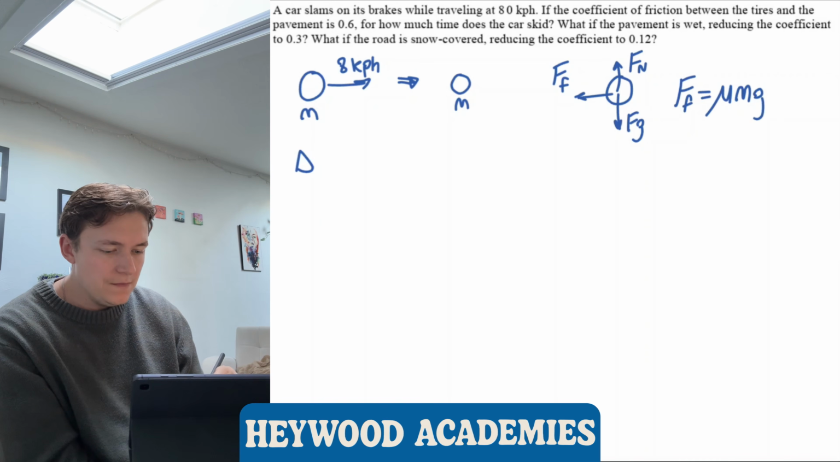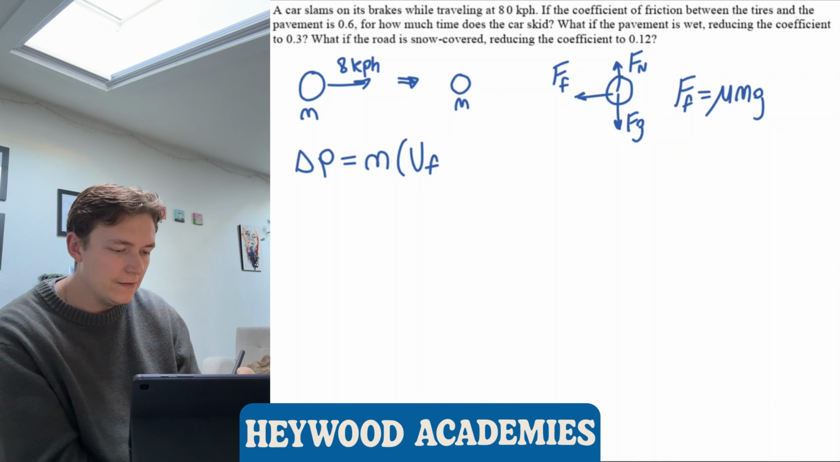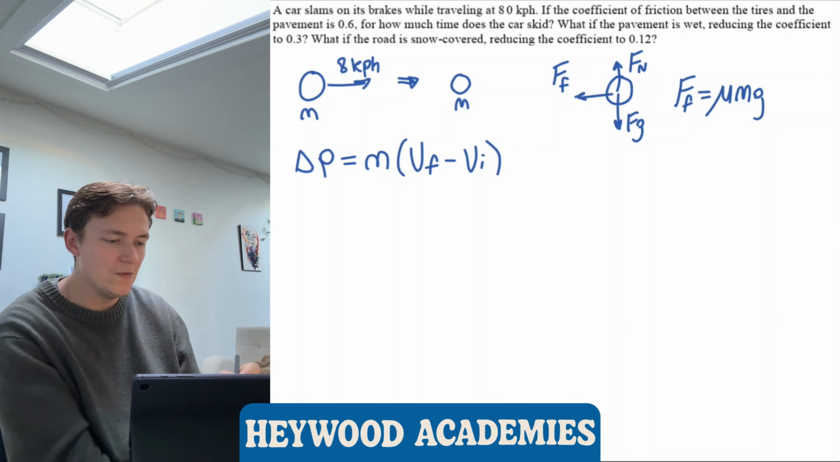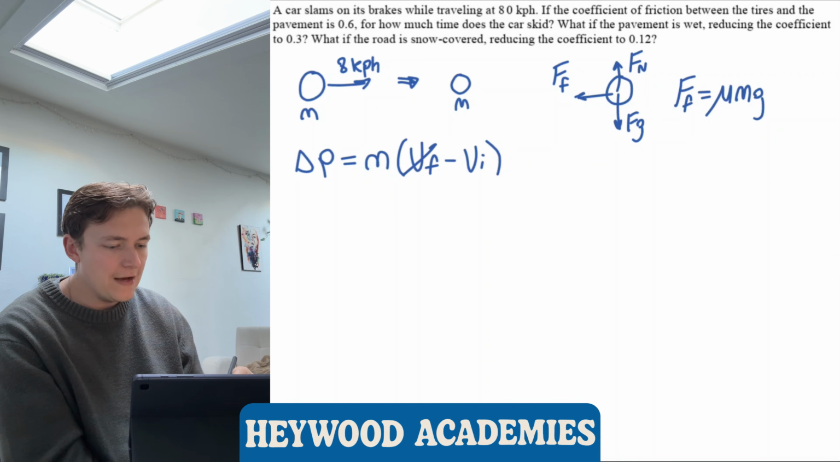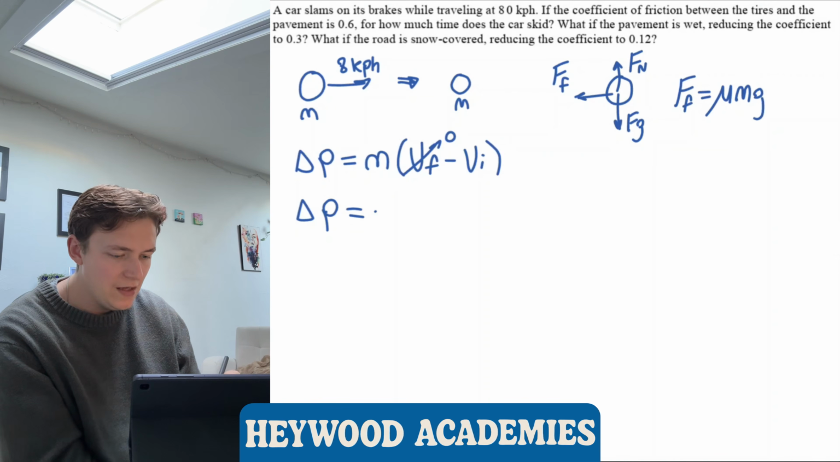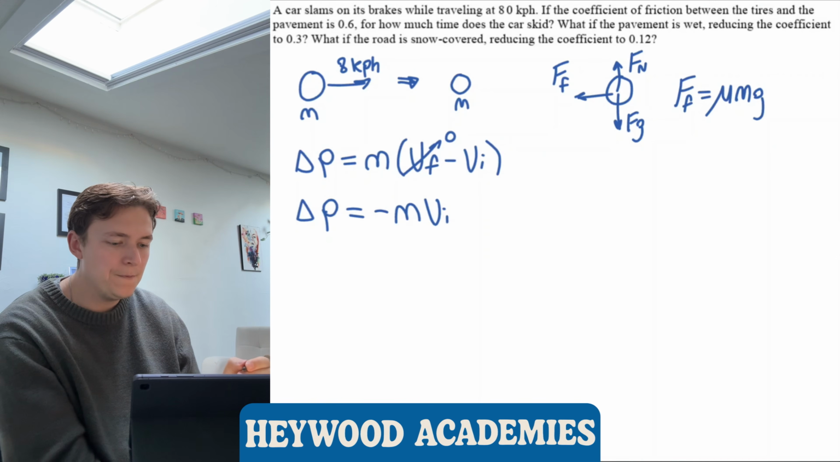So our change in momentum is going to be equal to mass times v final minus v initial. Now the one place you do want to plug in numbers right away is if you know something is 0, then just go ahead and plug that in as 0. It'll make this way easier to rearrange. We know that final velocity is 0, so we can plug that in. And then we have 0 minus v initial. We can write that as negative m v i when we simplify that.